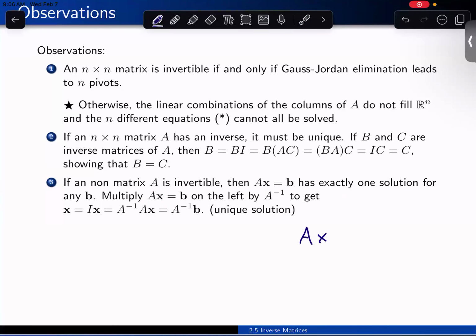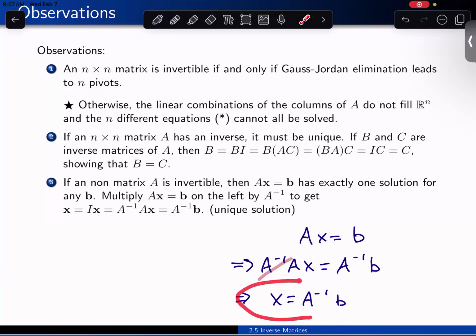So if we have AX is equal to B, and we multiply both sides by A inverse, we're going to have A inverse times A times X is equal to A inverse times B. But then the A and the A inverse cancel out with one another. So this is going to end up implying that X is equal to A inverse times B. And because A inverse is unique, there's only one inverse to our matrix, this is going to tell you that the X that we have here is going to be unique as well. So that's how we can determine that if A is invertible, the corresponding system of linear equations is going to end up having a unique solution.